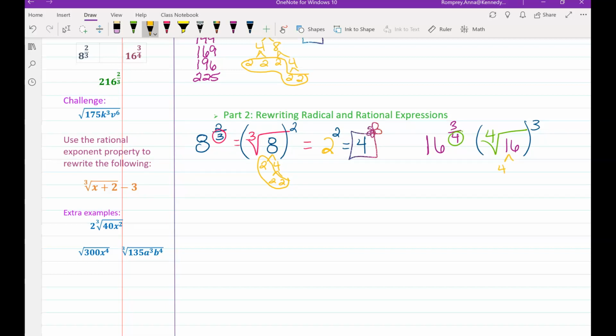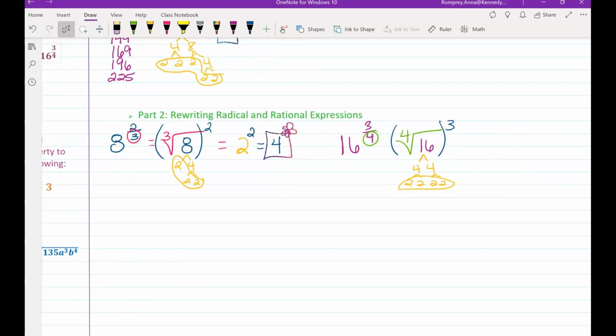So 16, 4 and 4. Unfortunately, it's a 4th root, because if it was a square root, we would be done. We'd already have a pair, but we got to keep going. So 4, 2 and 2, 2 and 2. Awesome. So the 4th root of 16 is 2. And now we have 2 to the 3rd power. So 2 times 2 is 4, times 2 is 8. That's it. 16 to the 3/4 is 8.